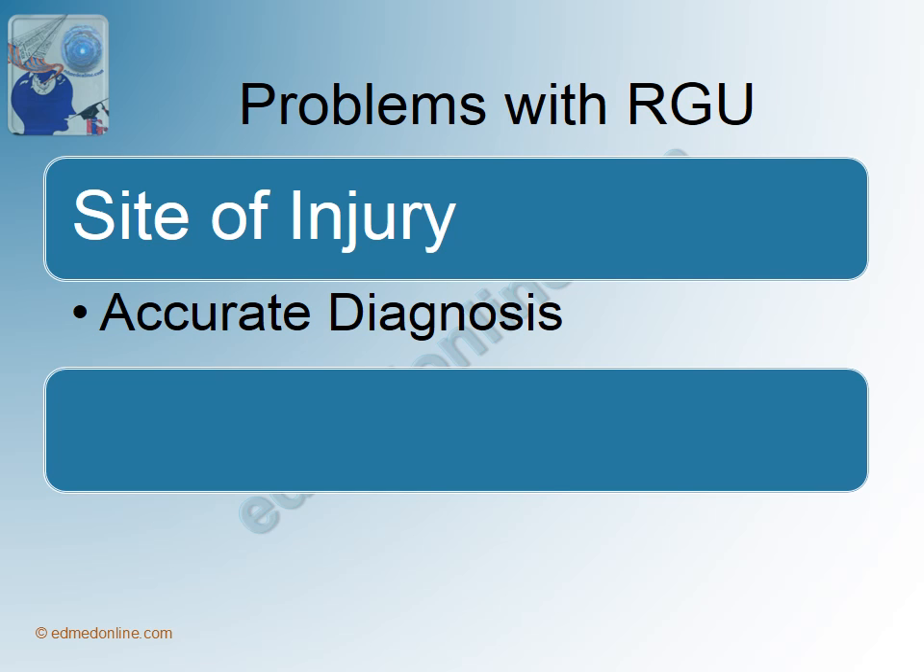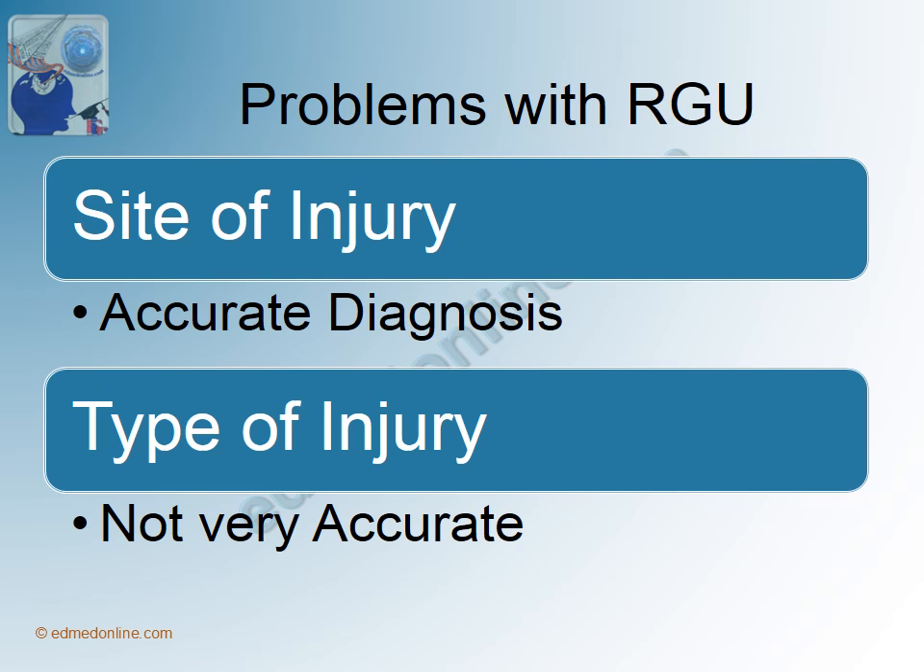Now, why? There are certain problems with an RGU. When you do an RGU in a patient of urethral injury, it is very accurate as far as the site of injury is concerned. The diagnosis is quite certain that this is the area where the injury has occurred. But when we see the type of injury, RGU is not very accurate. What I mean by this is, a contusion is very easy to diagnose. The urethra is looking perfectly normal. The problem comes when you have to diagnose an incomplete rupture and a complete rupture.